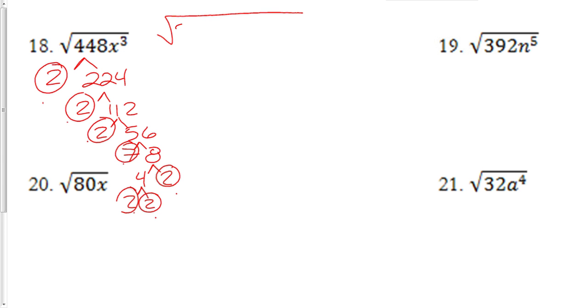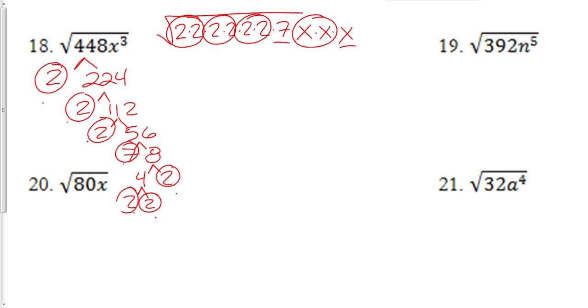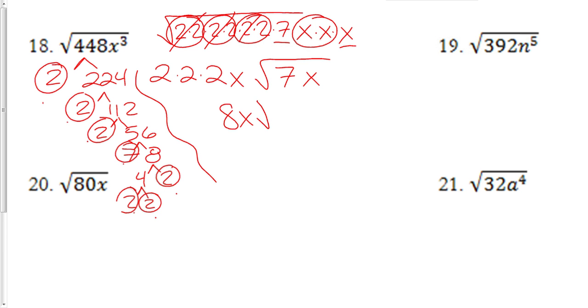So when we write that out, we've got six 2's and my 7, and then I've got x to the third. So I've got 3 x's. Let's pair them up. 7's by itself, and that last x is by itself. So I can bring out three 2's, and I could bring out an x, and I still have a 7 and an x left over inside. Multiplying what I have outside together gives me 8x square root of 7x.